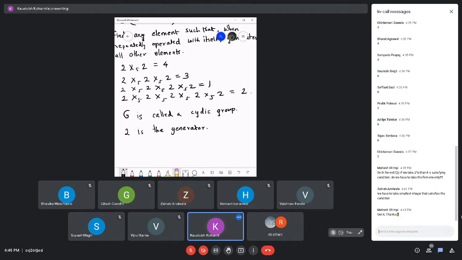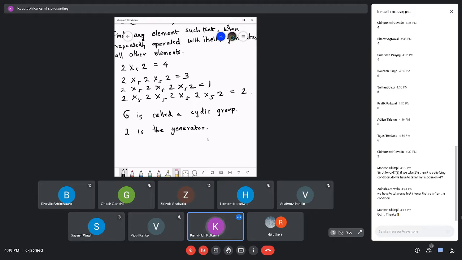Okay, sir, but for the order of 2 mod 7, if we take 2 raised to 6, then it is satisfying the condition. Do we have to take the first one only? Yes, we have to take the smallest one. Okay, fine. So you communicated amongst yourself and got it.